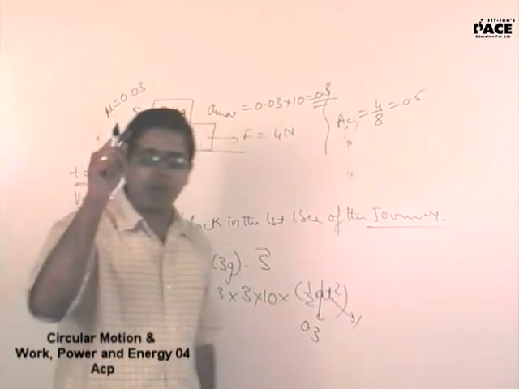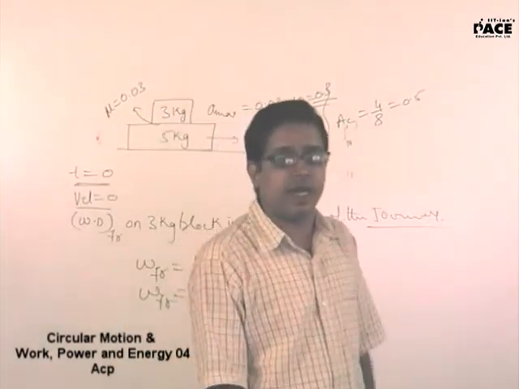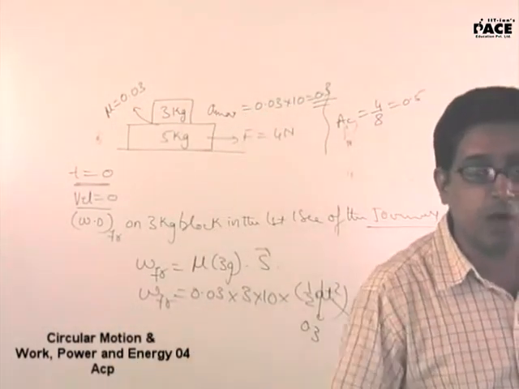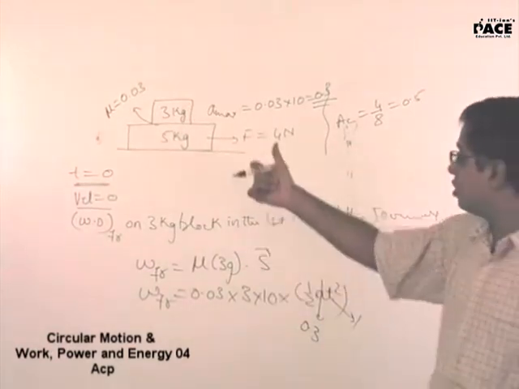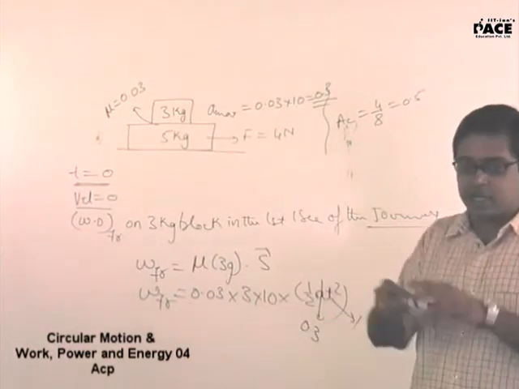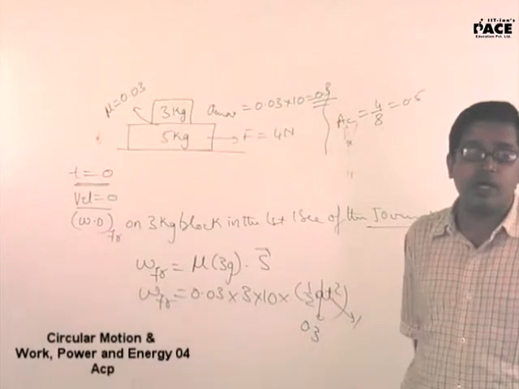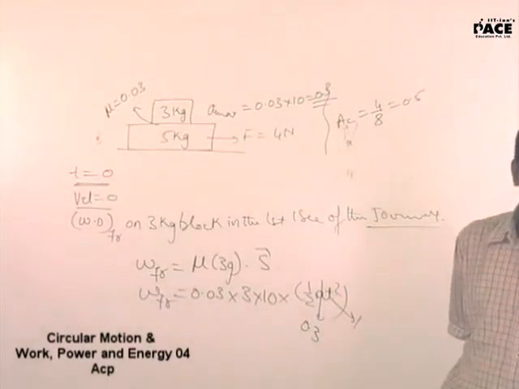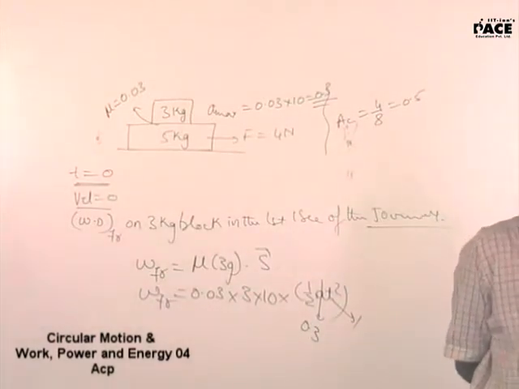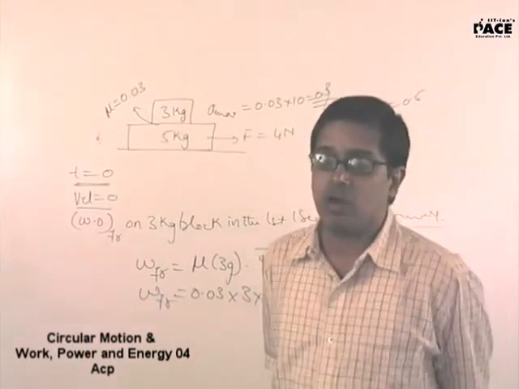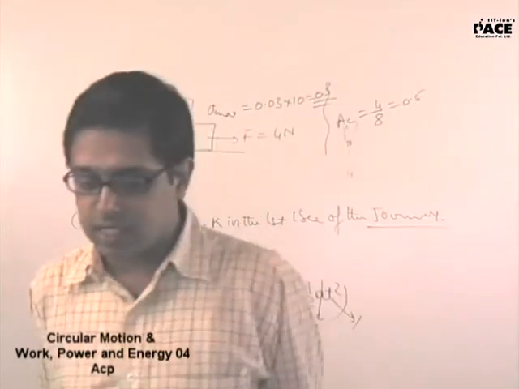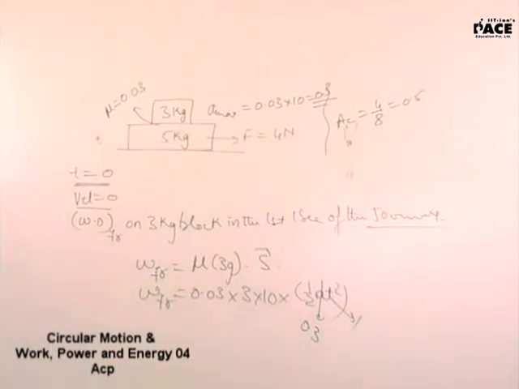Remember, this example is mainly given to show the student that work done by friction is positive in this particular case. Frictional force is acting in the forward direction. Displacement is also in the forward direction. Generally, we have a temptation to say that work done by friction will always be negative. This is one example where work done by friction is positive.